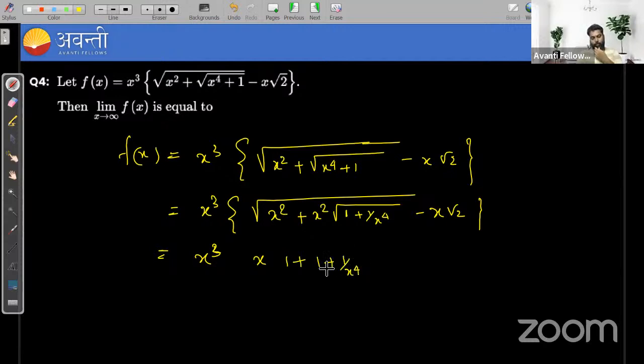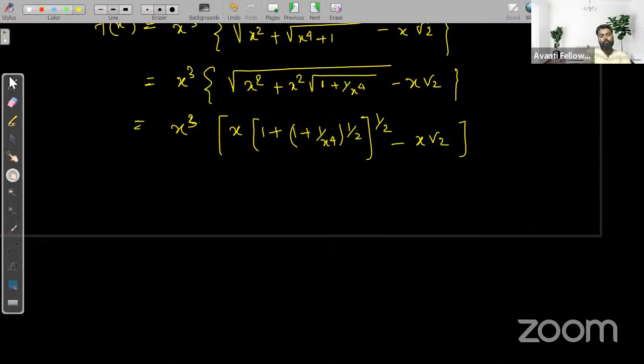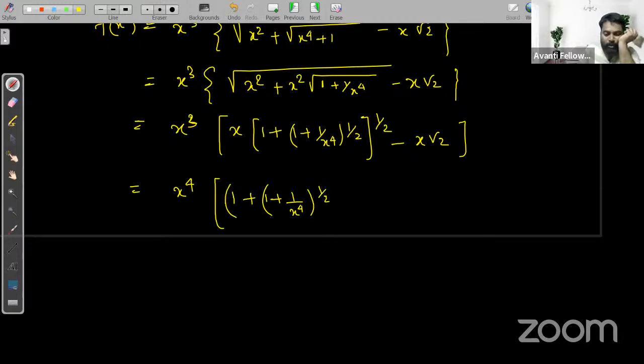x to the power 4 to the power half minus x into root 2, this, right? Now if we take x as common also, we'll have x to the power 4 whole into 1 plus 1 upon x to the power 4 whole to the power 1 by 2, and also whole to the power 1 by 2, minus root 2, this.